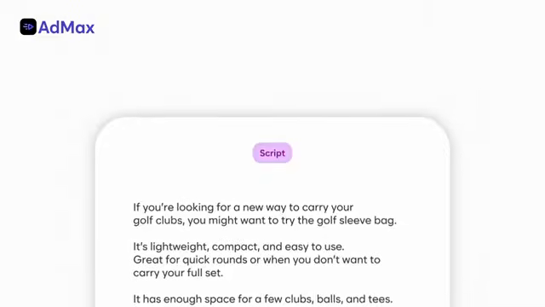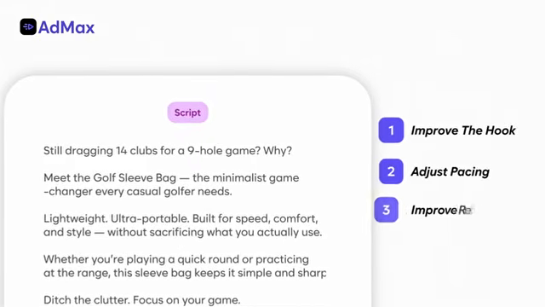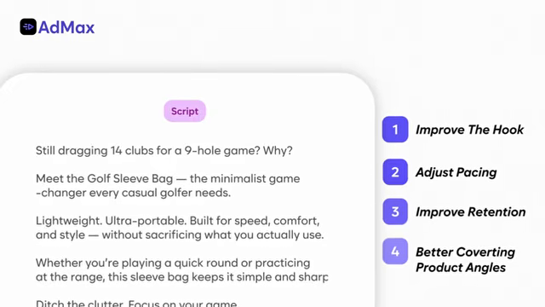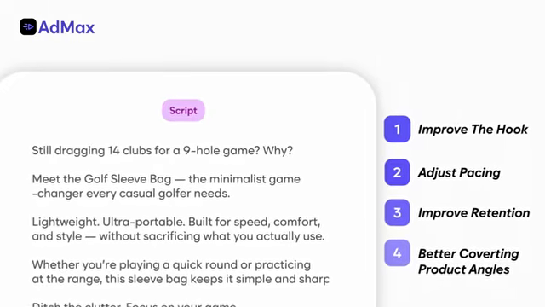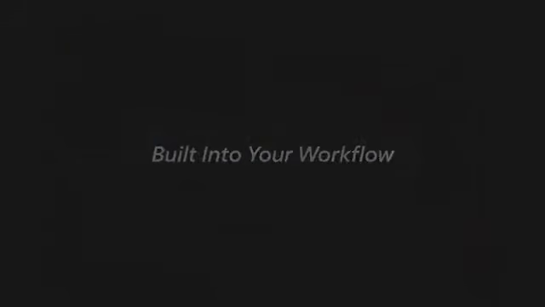With just one click, you don't have to do anything manually. AdMax can rewrite your script to improve the hook strength, adjust the pacing and the retention, and even recommend product angles that are more likely to convert based on your niche or your audience, right? So for example, if you've ever struggled with figuring out what type of creatives actually sell, this is your shortcut. It's like having a professional performance marketing team or professional copywriting team built into your workflow, but again, it's all AI done.